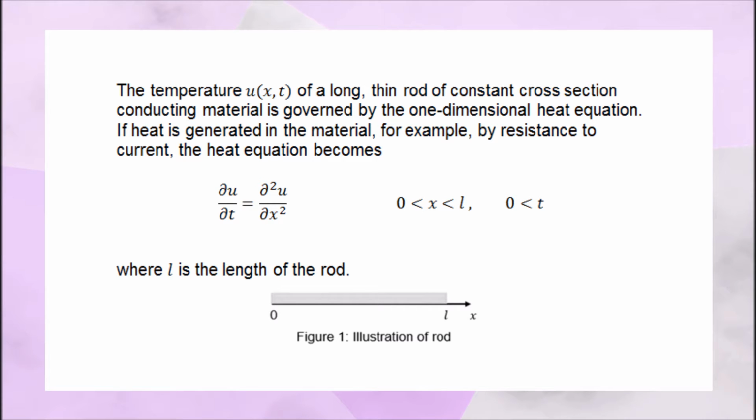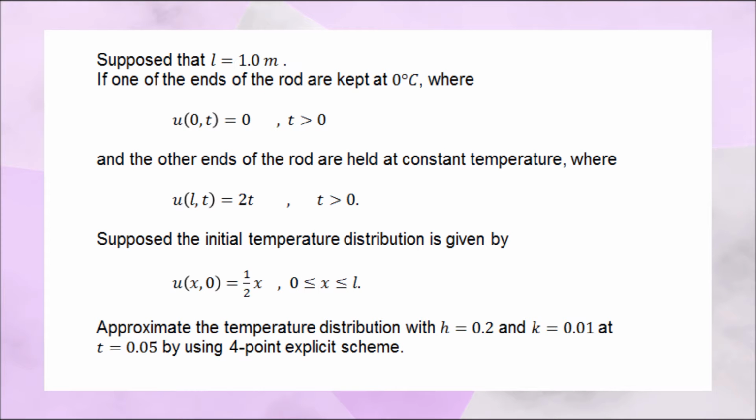Next, we proceed to a question on the heat equation. The question is: the temperature u(x,t) of a long, thin rod of constant cross-section conducting material is governed by the one-dimensional heat equation. If heat is generated in the material, for example, by resistance to current, the heat equation becomes partial u over partial t equals partial squared u over partial x squared, given the range 0 < x < L and 0 < t, where L is the length of the rod. Suppose that the length of the rod is equal to 1 meter.